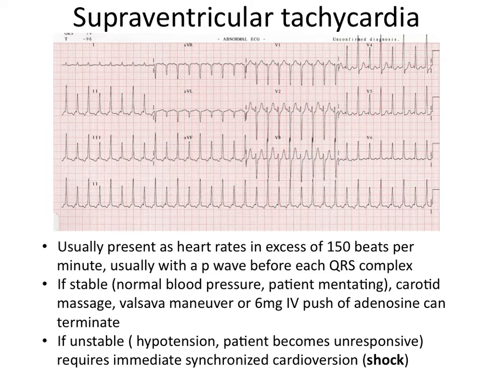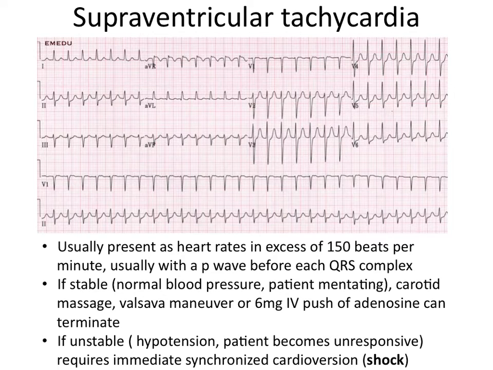Here is an example of a 12-lead electrocardiogram of a patient in supraventricular tachycardia. As discussed before, each QRS complex is usually preceded by a P wave. These P waves may be hard to discern due to the patient's heart rate. However, each QRS complex is narrow, confirming the diagnosis that this is indeed supraventricular tachycardia.